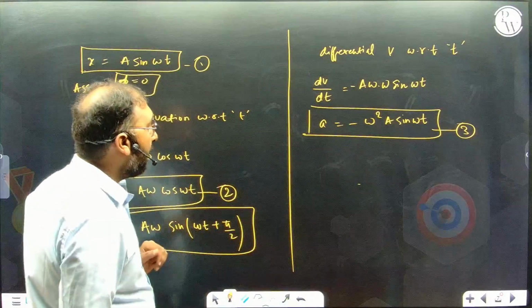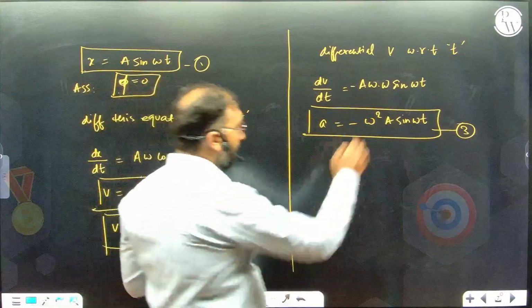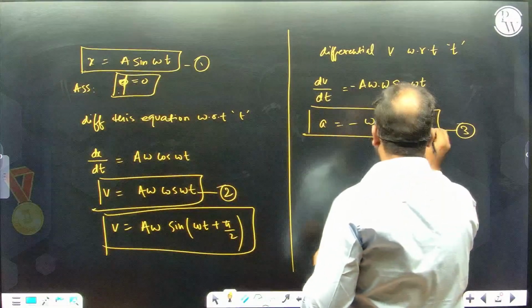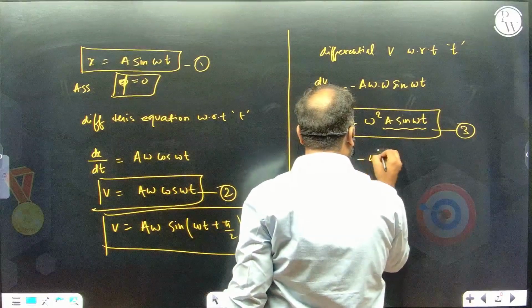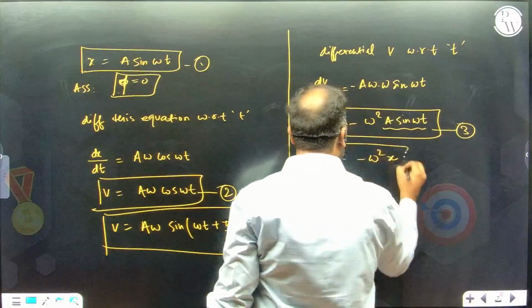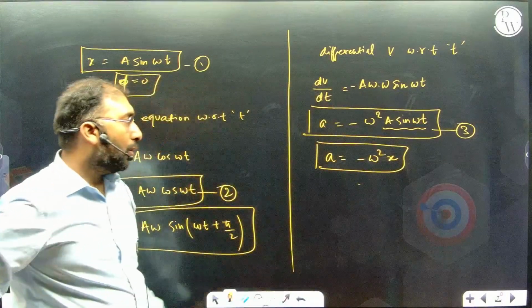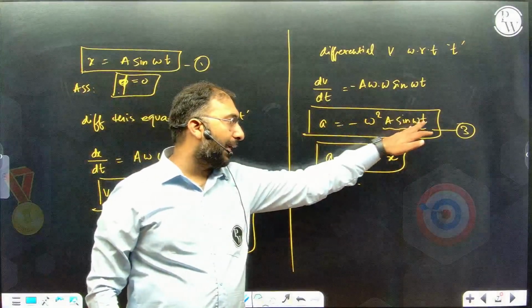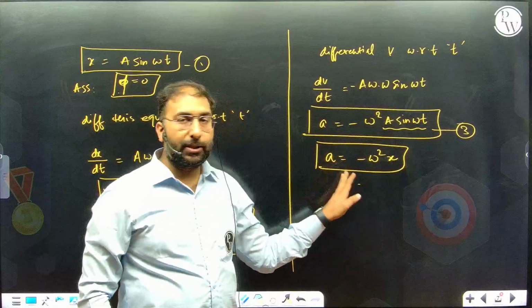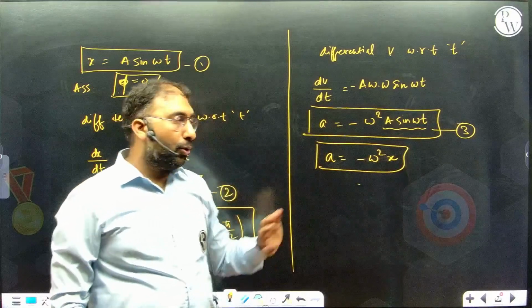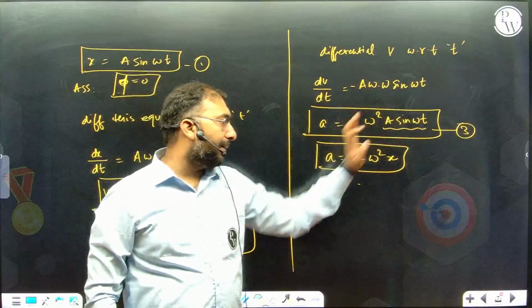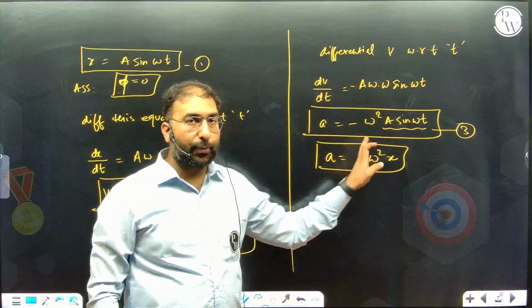Now if you see closely, you will find that this a sin omega t can be written as x. So you will find that acceleration is minus omega square x. This is also one way of writing this. So you can write acceleration as a function of time like this, or as a function of position, a equals minus omega square x. So you can write acceleration either in terms of time or in terms of position.